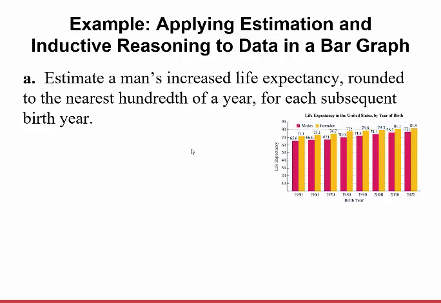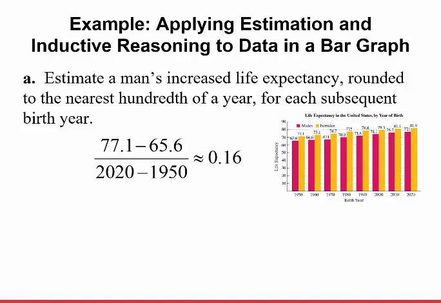Basically, this is saying, on average, how much has life expectancy gone up for men each year? Well, to do this, you're actually going to need to calculate the slope. So here's what you do. In the year 2020, life expectancy for males is 77.1 years. So that's my first value I'm interested in, 77.1. And then I look at the first year I had, 1950. Life expectancy for men was 65.6 years. So I'm going to find that subtraction.